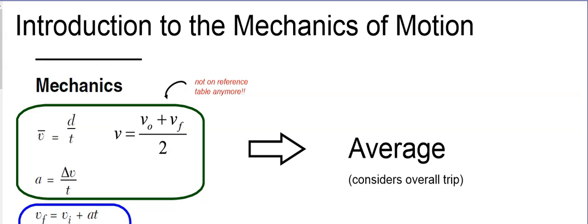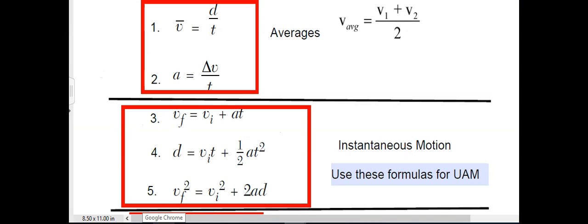Today we will be discussing the introduction to the mechanics of motion in the linear kinematics unit. Let's get started. We are going to introduce the first 5 formulas on page 6 of the reference tables, and here they are. Equations 1 and 2 are for average speeds and accelerations, and equations 3, 4, and 5 are for uniformly accelerated motion. We're going to explain each of these, and we're going to show you the graphs that go with them as well.